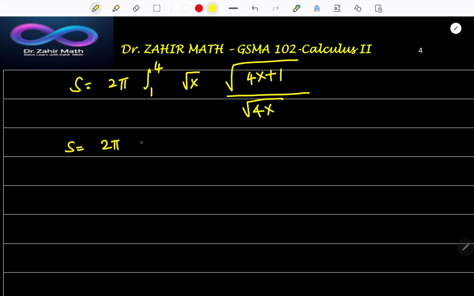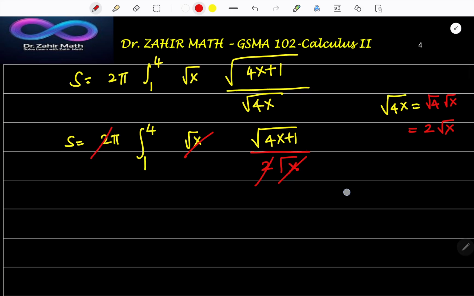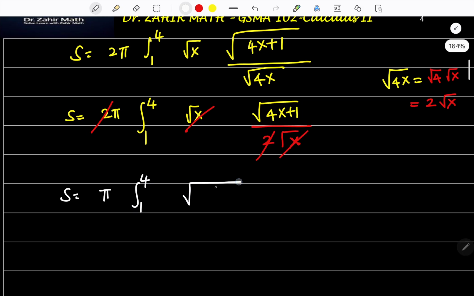So S is equal to 2 pi integral 1 to 4 square root of x, times square root of (4x plus 1), divided by square root of 4x, which is nothing but square root of 4 times square root of x. Square root of 4 is what? 2, and then this is square root of x. So divided by 2 times square root of x. Wow, nice. This root x cancels, right? And then this 2 cancels, right? So S is equal to pi integral 1 to 4, and then you just get only one thing, which is square root of (4x plus 1) dx.